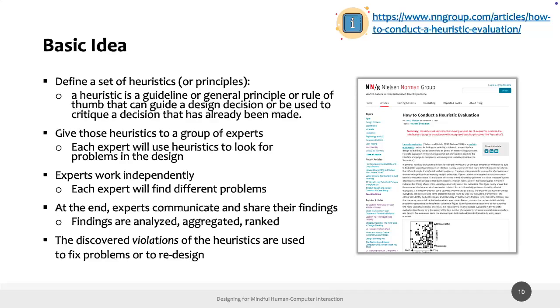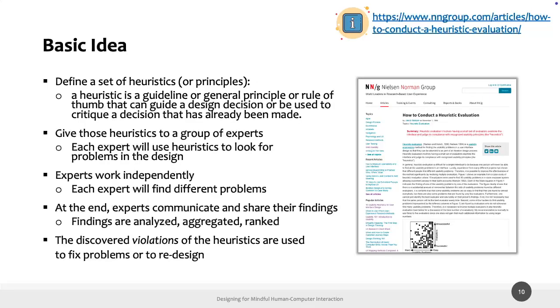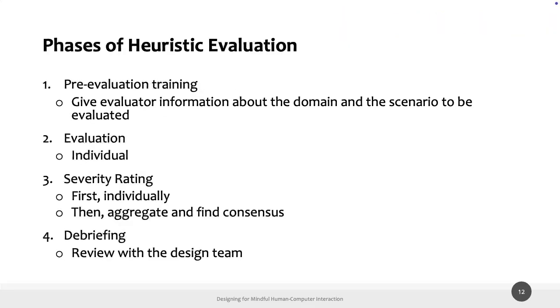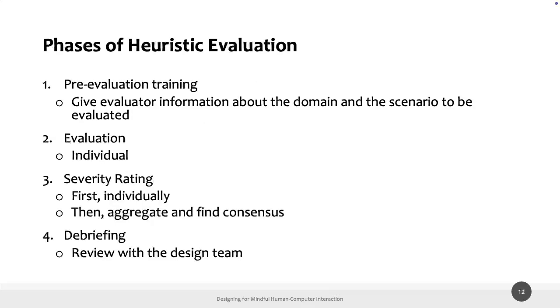So the goal is to find problems. We have seen positive examples. In the second assignment, you will try to spot violations, so negative examples, something that doesn't meet the heuristic. Again, Nielsen proposed 10 heuristic rules. But again, we will apply our own heuristics.